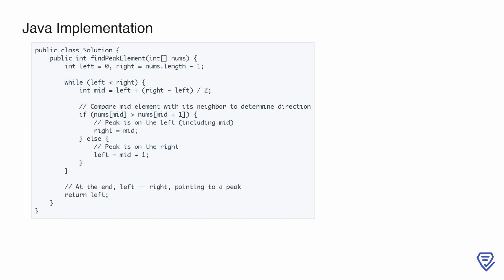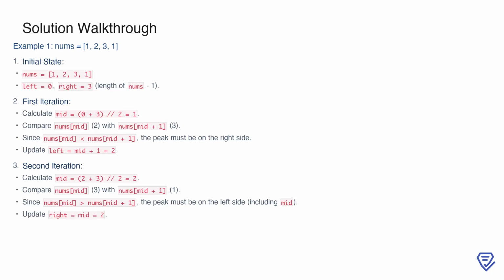The logic mirrors the provided Python solution, using a binary search approach to efficiently locate a peak element. Key differences include Java-specific syntax, such as explicit type declarations and the use of a while loop with index bounds. The method iteratively narrows the search range based on comparisons between the middle element and its neighbor, ensuring O(log n) complexity. Here, we begin by examining the array nums equals [1, 2, 3, 1].